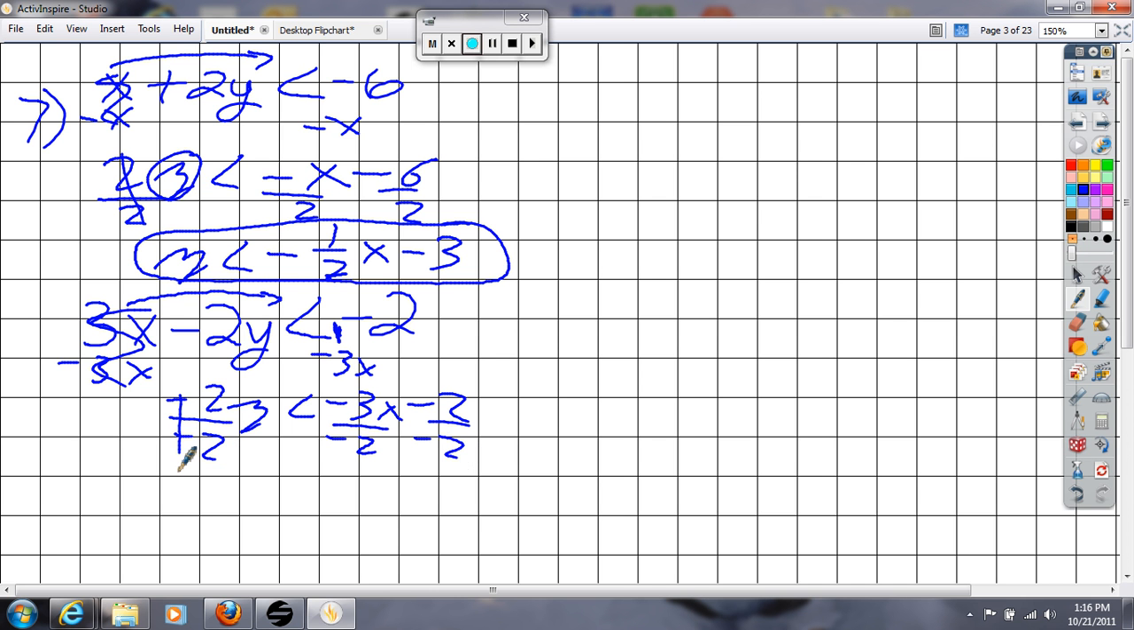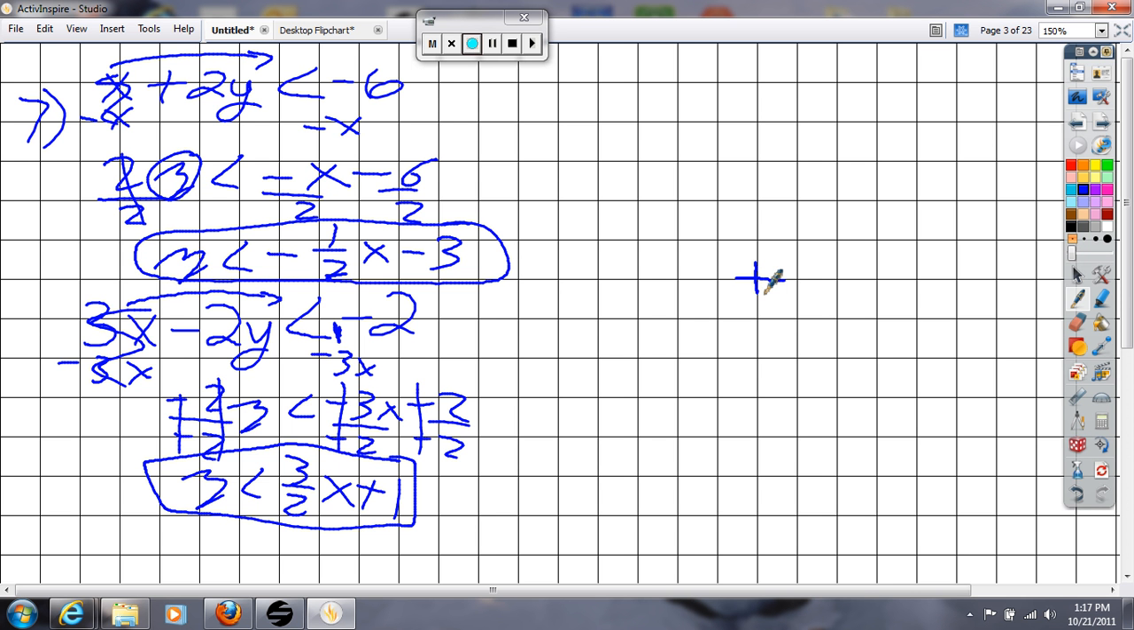The negatives cancel, the 2's cancel. The negatives cancel, and the negatives cancel. Anytime there's a negative on top and the bottom, they cancel. I'm left with y less than 3/2 x plus 1. There's my second graph. I'm going to graph those. All right, to graph them, my x and y.